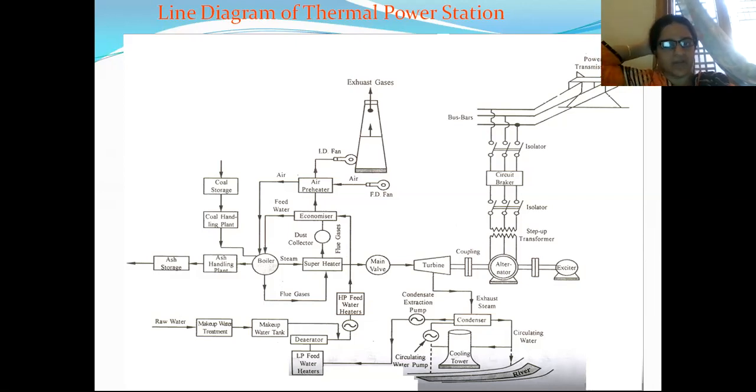While we are allowing the coal to burn, we need to supply some oxygen, which we obtain from the induced draught fan. This fan takes some oxygen from the outside air, and this oxygen will be supplied to the boiler so that combustion will take place in a proper manner.